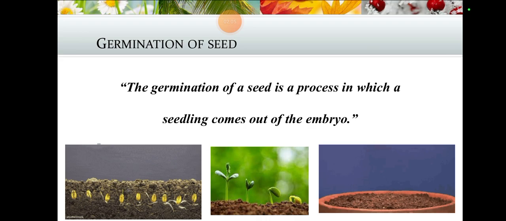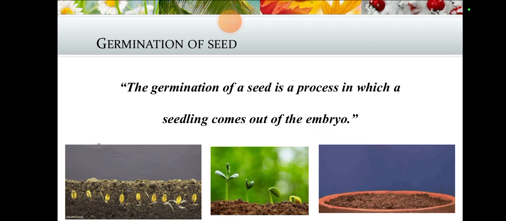Germination of a seed is a process in which a seedling comes out of the embryo. A plant basically has cotyledon and embryo. Whenever you sow a seed in the soil and give it water, after 2 to 3 days a small seedling like this comes out, and then it starts to grow more. So it's a process like that.